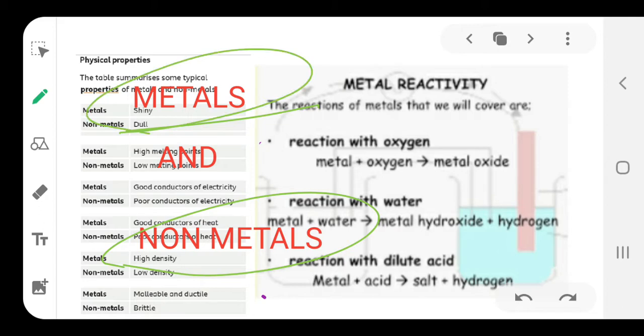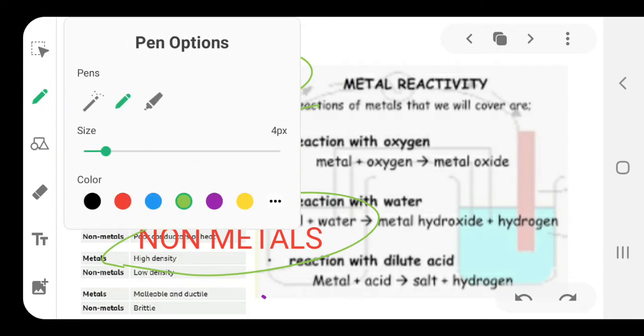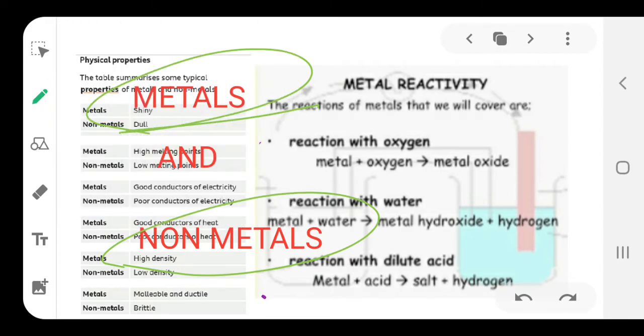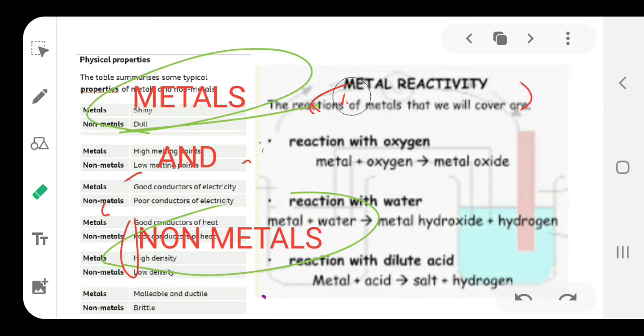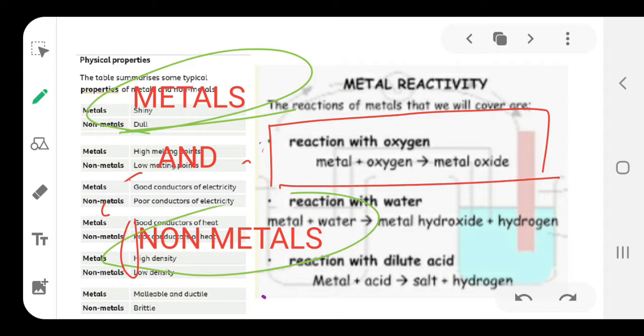So let us begin. First of all, you must write what is the meaning of metal reactivity. Just write down these, they are referred to as the general equations. Write it down, general equations in particular. And on these various equations, we will check out the properties.